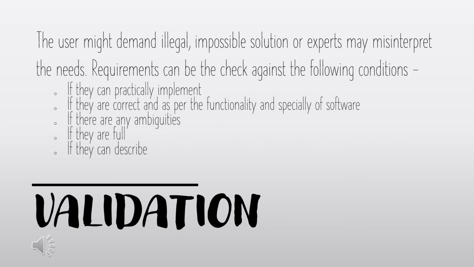After the requirement specification is developed, the requirements discussed in this document are validated. The user might demand illegal or impossible solutions, or experts may misinterpret the needs. Requirements can be checked against the following conditions: if they can be practically implemented, if they are correct and as per the functionality and specialty of the software, if there are any ambiguities, if they are complete, and last, if they can be described.